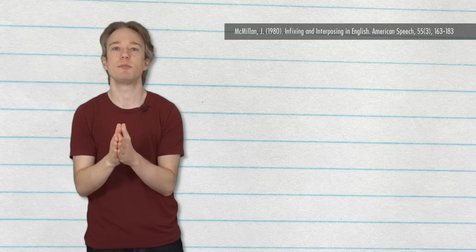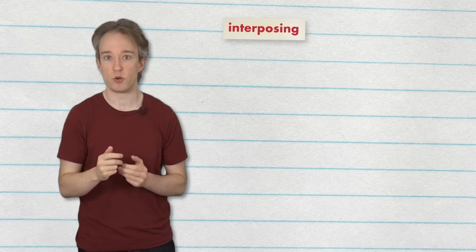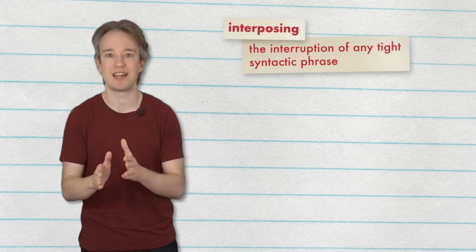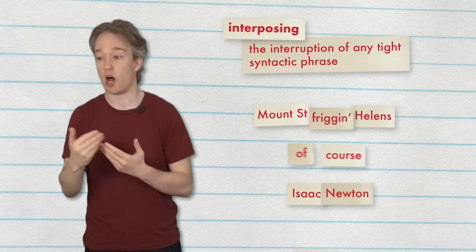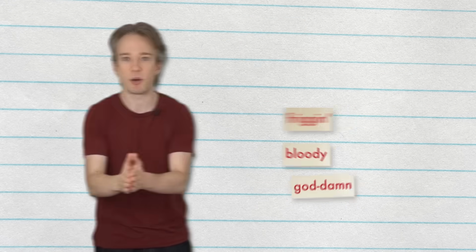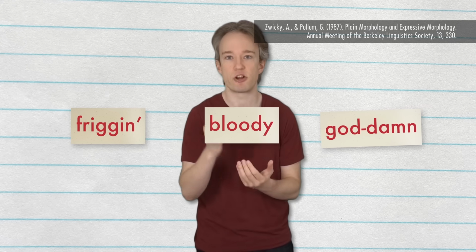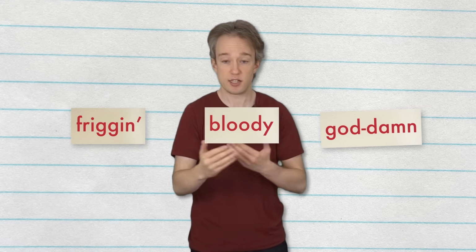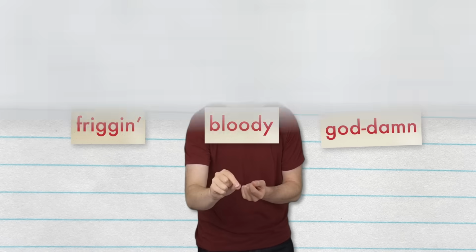In a 1980 article, James Macmillan connected expletive infixation to what he called interposing, which is the interruption of any tight syntactic phrase. So that would be Mount St Friggin Helens, of bloody course, or Isaac goddamn Newton. Those interposing words can occupy spaces that no other part of speech can. They break the rules that we're taught. And it turns out you can extend that to even interrupting in the middle of single words. So that's the words you can use.